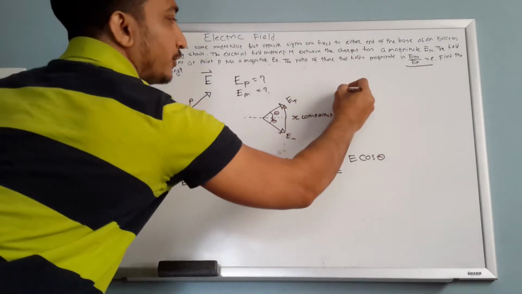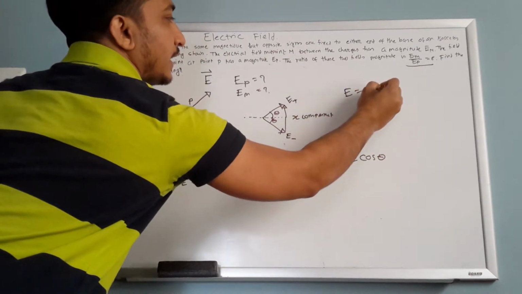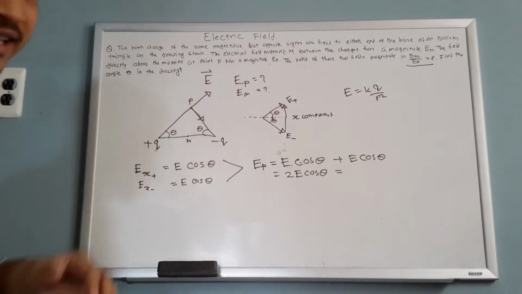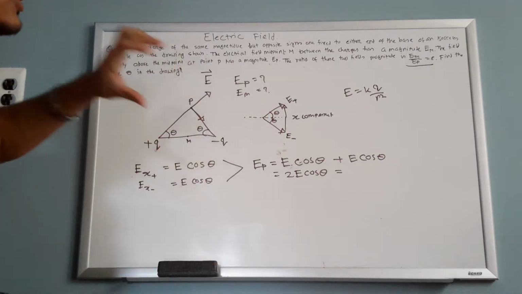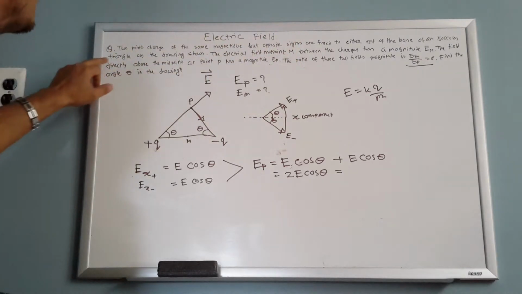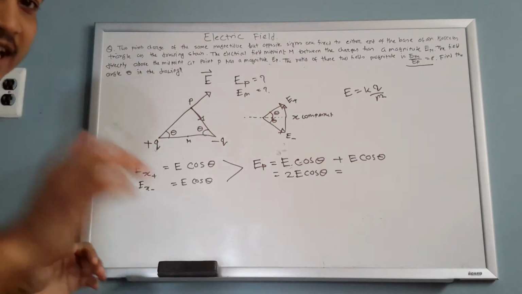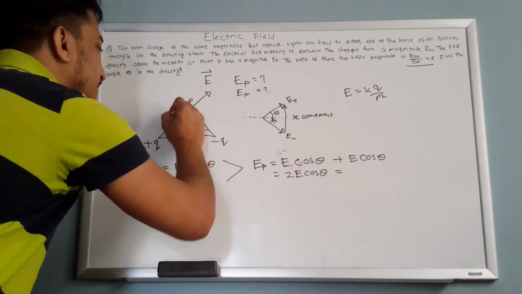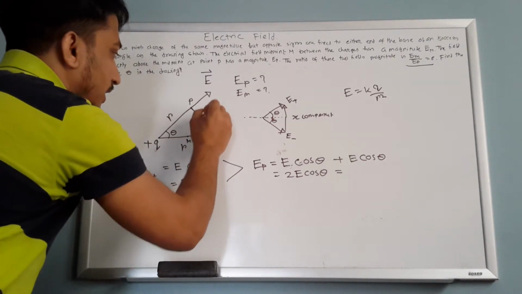We know the formula for E is equal to KQ over R squared. What is R? R is the distance. We know this question is an isosceles triangle, which means the individual lengths, or distances, are the same. So for example, R, R, R.